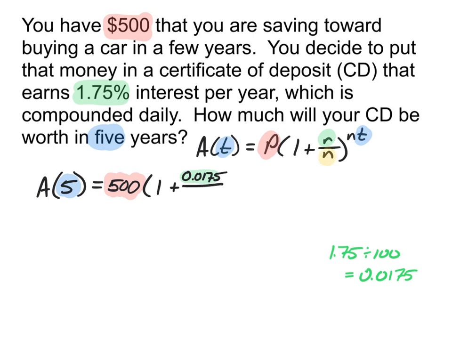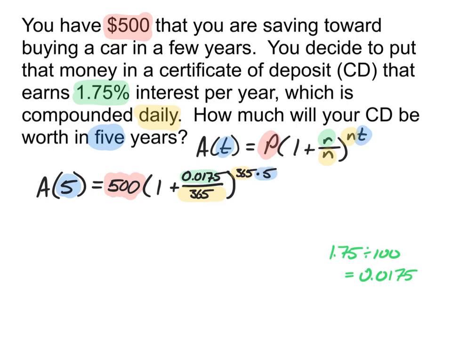And n is the number of times it's compounding every single year. In this case, since it is compounded daily, that means there are going to be 365 days in the year for it to compound. All right, and then the n and the t in the exponent, we already know what each of those are. That's going to be our 365 times our 5 years.